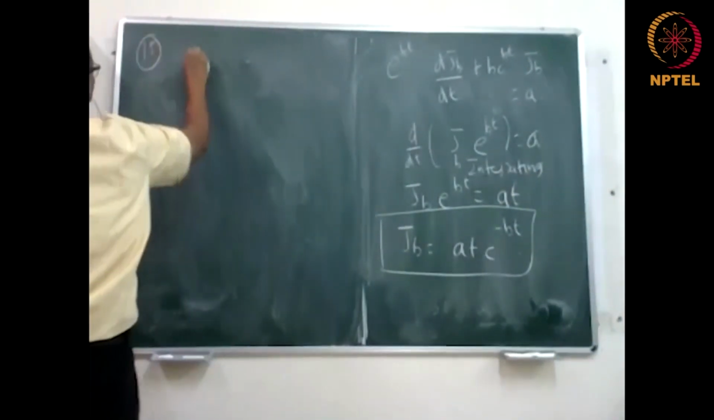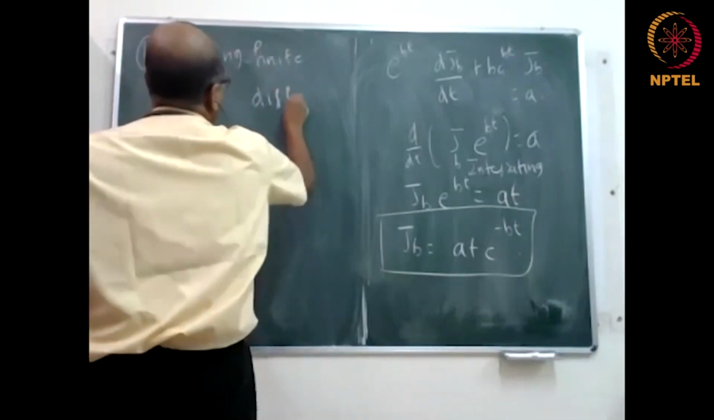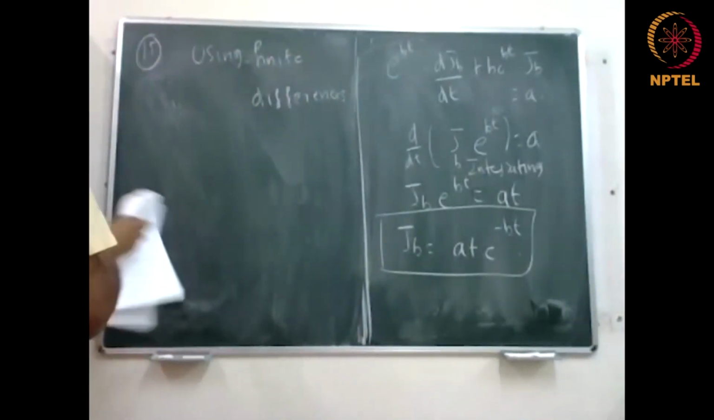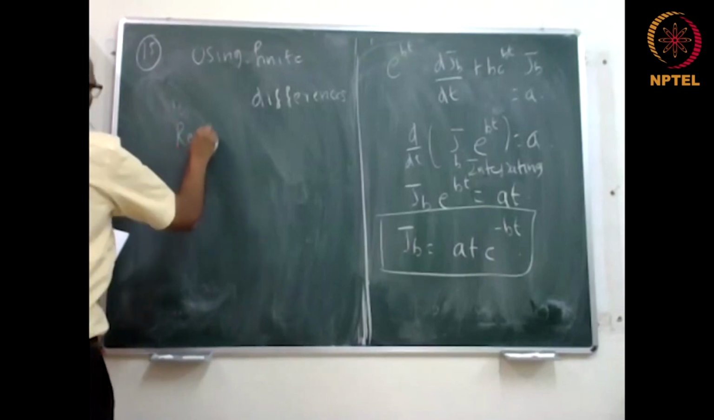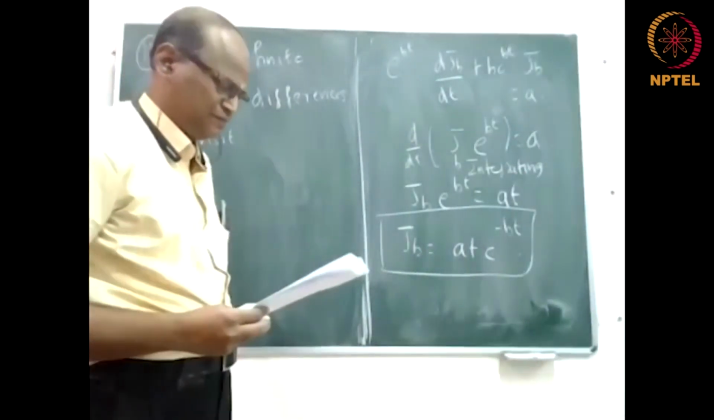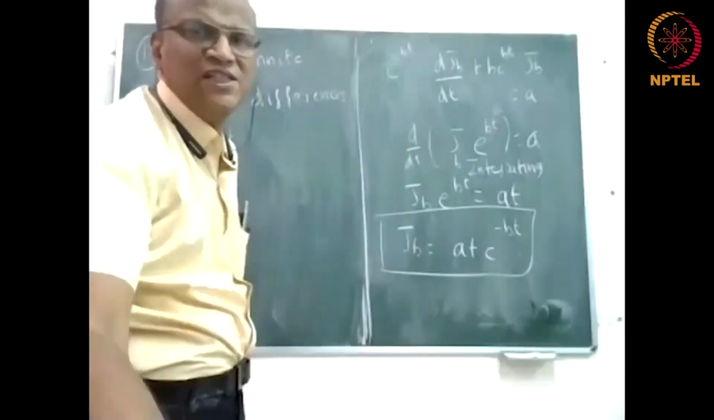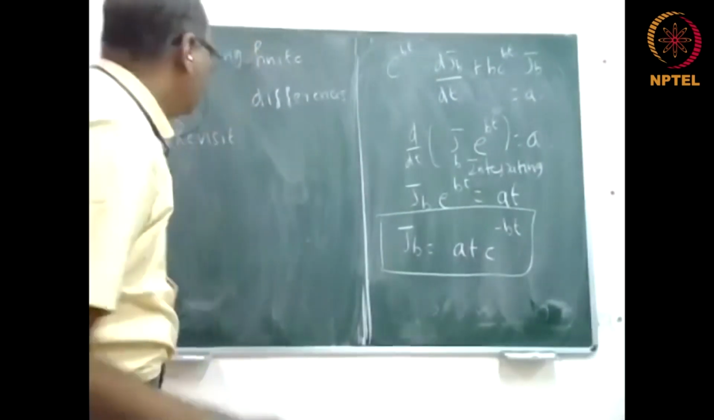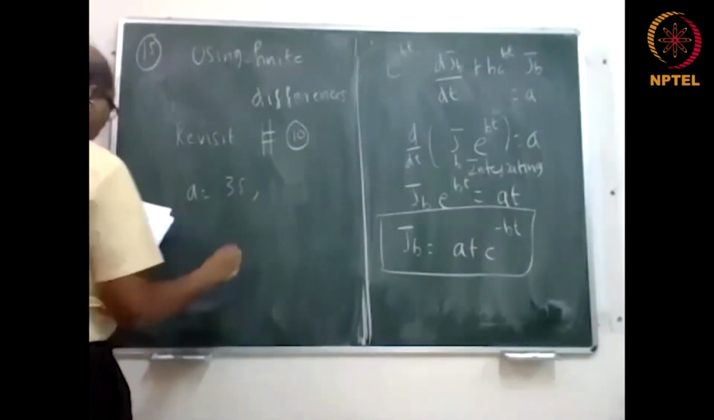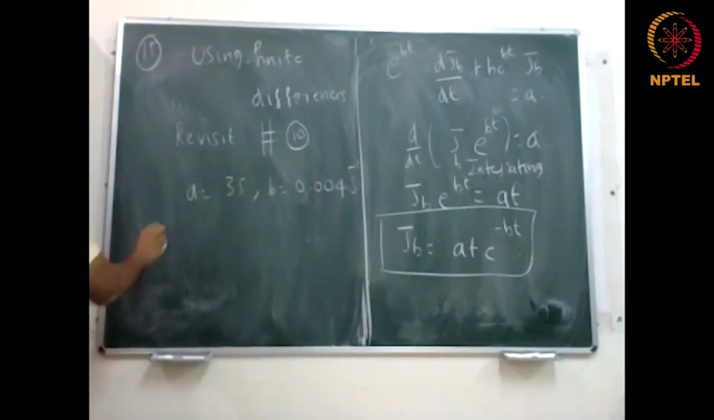Using finite differences. So let's say, what was the GNA problem? Please tell me the problem number for the GNA. 10th, sir. Revisit problem 10. Okay. So A is 35. B equal to 0.004.